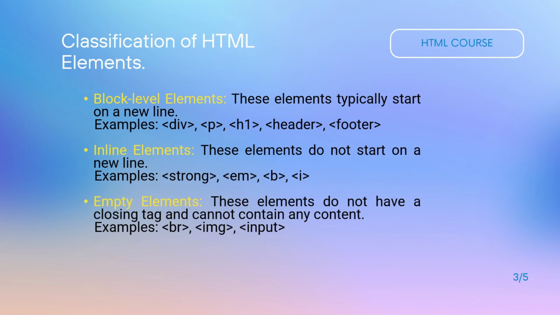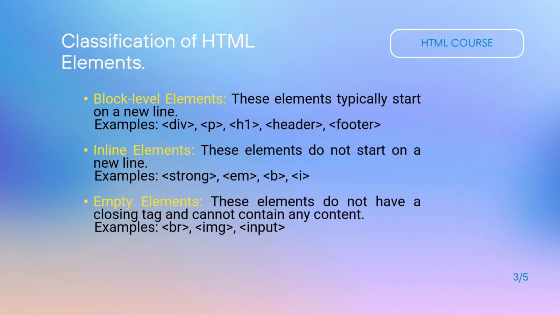Classification of HTML elements. There are three main categories of HTML elements. Block-level elements. These elements typically start on a new line. They take up the full width of the page from left to right and are used to structure major sections of a web page. The div, p, h1, header, and footer elements are some of the examples of block-level elements. In simple terms, a block-level element is like a paragraph in a book. It always starts on a new line.